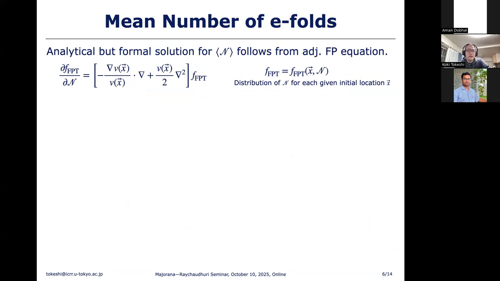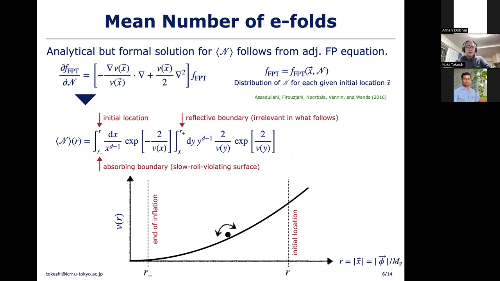So to tackle this question, let me start with the adjoint Fokker-Planck equation, the solution to which describes the distribution of the duration of inflation. By multiplying N to both sides of this adjoint Fokker-Planck equation and integrating, and by integration by parts twice, you can obtain the analytical but formal expression for the stochastic mean duration of inflation. The reason why I said this is formal is because this expression contains a double integral, which cannot be carried out analytically in general.